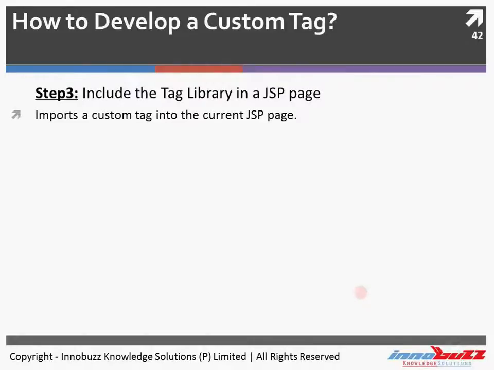What it will do is import a custom tag into the current JSP page, and associate itself with the URI to uniquely identify a custom tag. This is the URI where the tag library descriptor will be located, and once it is located it will directly get invoked and the content will be executed and put in your JSP page.